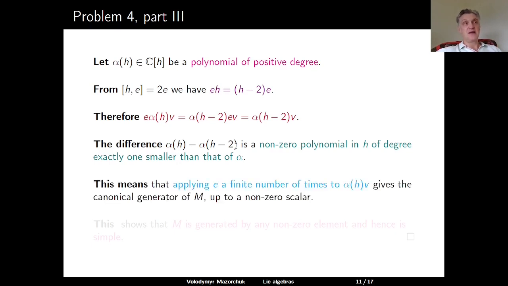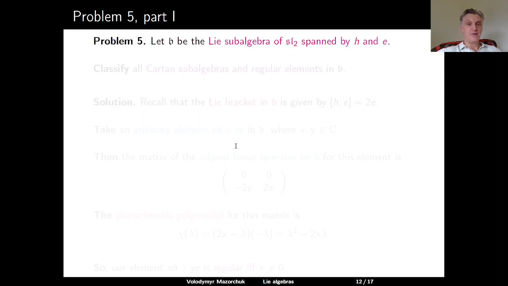This means that application of E several times will give us a scalar polynomial. And this is exactly the canonical generator of M up to some non-zero scalar. And this shows that the module M is generated by any non-zero element, and hence is a simple module. This completes problem 4. Problem 5.